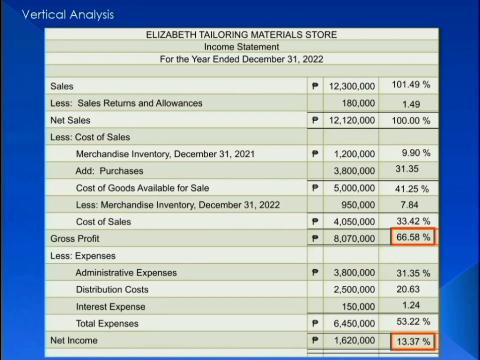However, primarily for lack of enough space, I did not show anymore here the operating profit or operating income as a line item. Hence, we cannot see the operating profit ratio of 14.6%. But if, let's say, in lieu of less expenses, we instead have here less operating expenses, and then under that show these administrative expenses and distribution costs, and then show the resulting operating income or operating profit before writing less interest expense, then the just computed operating profit ratio or operating profit margin of 14.6% would have been shown here. Just like this gross profit ratio and net profit ratio.